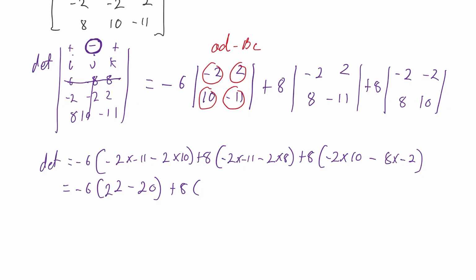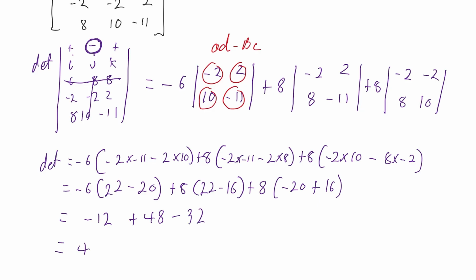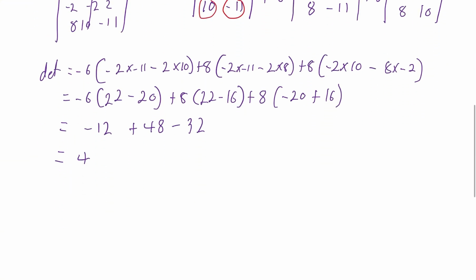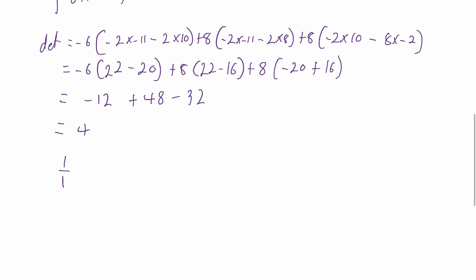So this is going to give us minus 6 outside of 22 minus 20, plus 8 outside of 22 minus 16, plus 8 outside of minus 20 plus 16, which is going to equal minus 12 plus 48 minus 32, which is going to equal 4. So we know our inverse matrix is going to be 1 on 4 of the adjugate matrix.